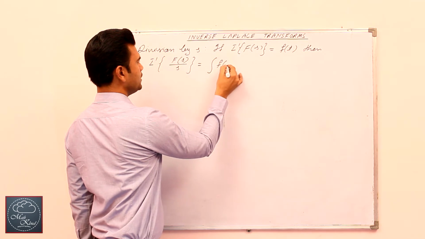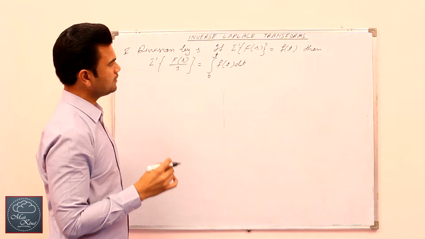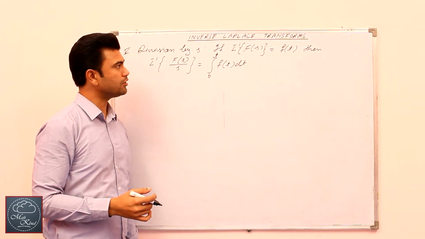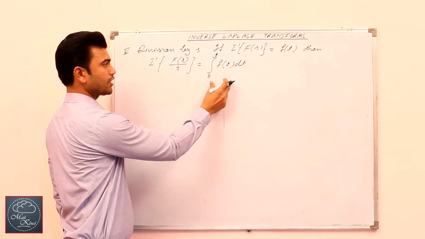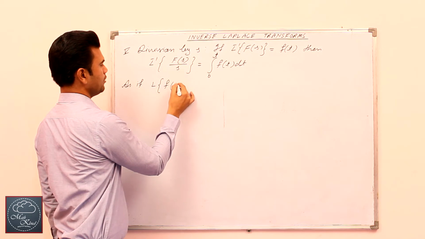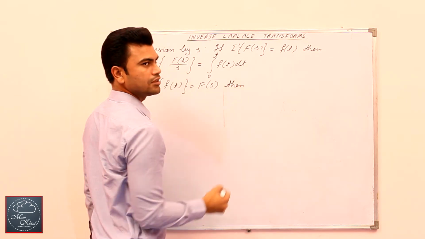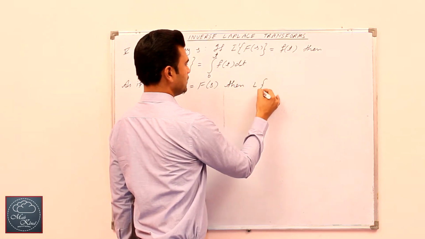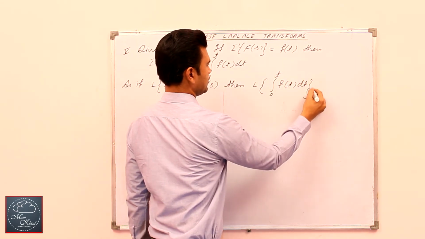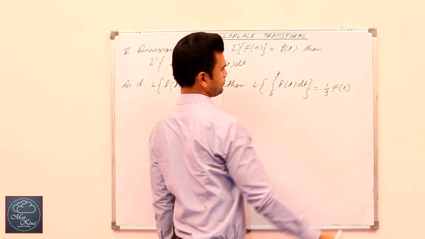This result is an outcome of the result from the Laplace transform of integrals. As you know, if the Laplace transform of f(t) is f(s), then the Laplace transform of its integral from 0 to t of f(t) dt will be given by 1 over s f(s).